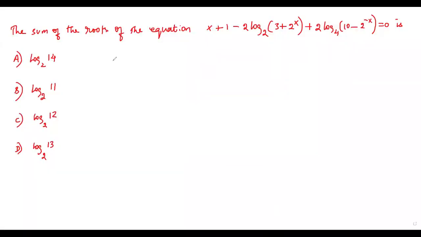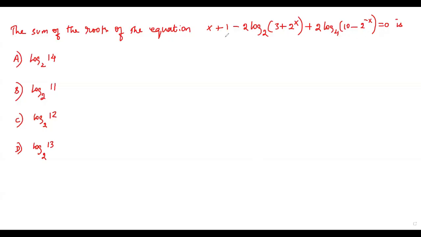Here we have a logarithm problem in IIT JEE Main Mathematics. Okay, let's go to the question. The sum of the roots of the equation x + 1 − 2 log base 2 of (3 + 2^x) + 2 log base 4 of (10 − 2^(−x)) = 0 is.